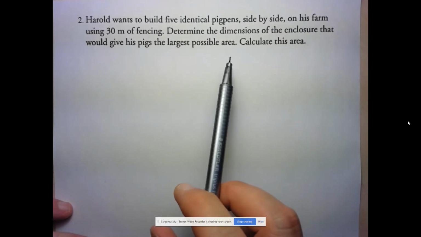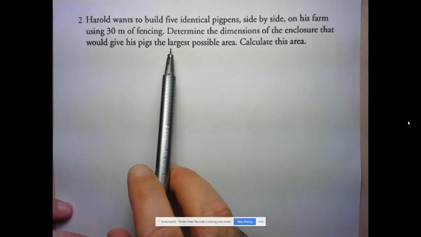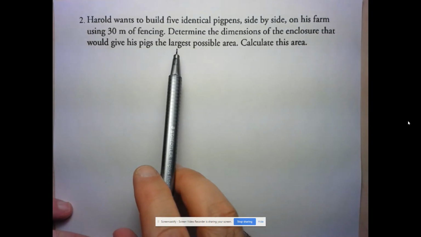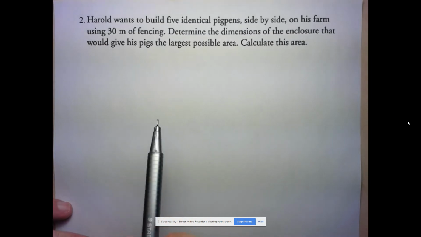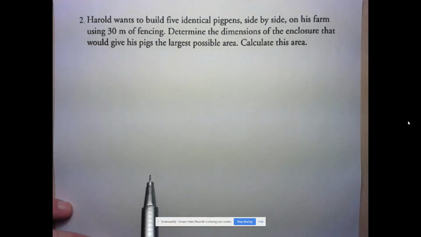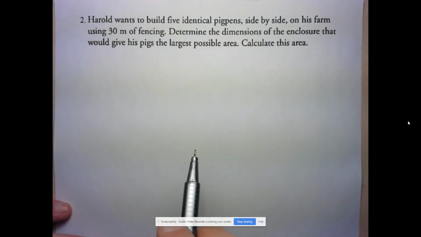Okay, so the first word I notice is largest. So as soon as I see that, I can identify that this problem is going to involve finding the vertex and then using that vertex to answer the problem. So I know right away what I should be aiming for as I'm doing this problem. Okay, this question is what function are we going to be optimizing?